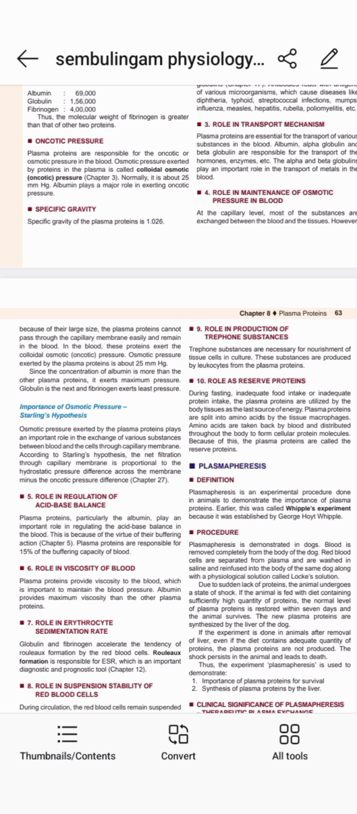Plasma proteins are split into amino acids by the tissue macrophages. Amino acids are taken back by blood and distributed throughout the body to form cellular proteins, protein molecules. Because of this, the plasma proteins are called reserve proteins because they are reserved and supplied in the case of absence of food. Okay.